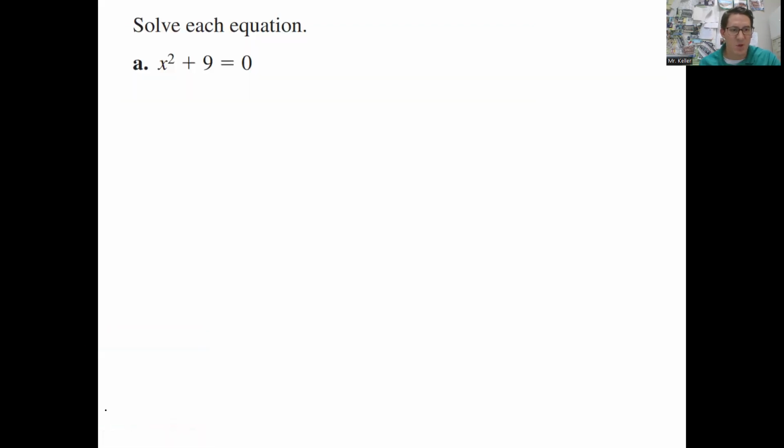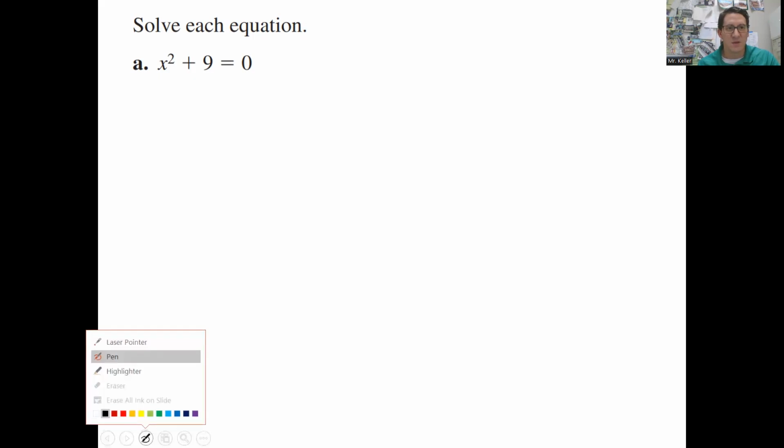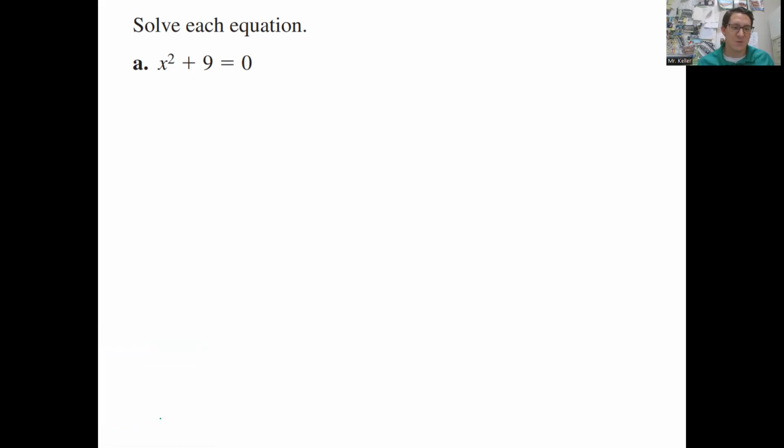Let's get to our first example. This one's pretty simple. All we need to do is solve this equation: x squared plus 9 is equal to 0. First step to solving this one, actually, I'm going to take a step back. I'm going to put a line of separation here just to keep track of our two sides of the equation. Then I'm going to subtract 9 from both sides. So minus 9, minus 9.